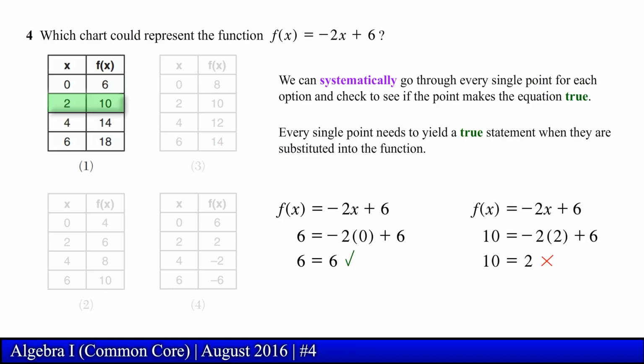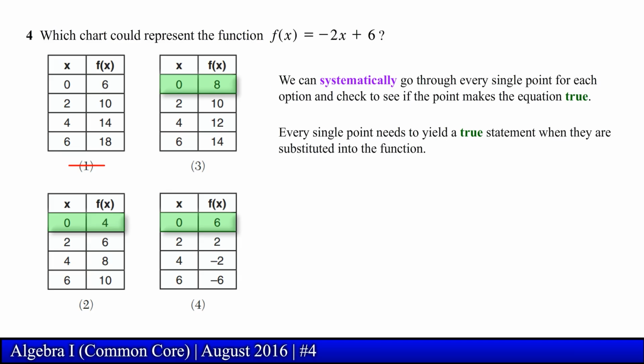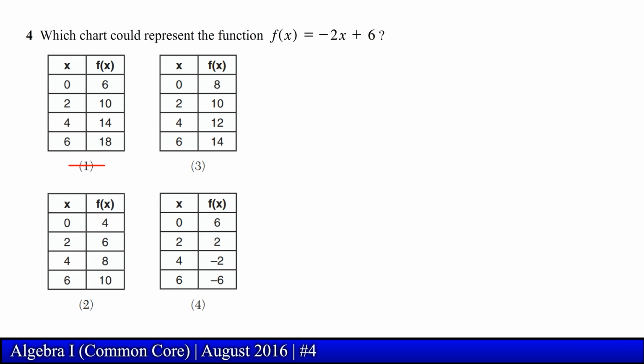The second point yields a false statement. The false statement automatically makes the chart from option 1 incorrect. Remember, we need every single point on the chart to yield true statements when substituted into the function. As soon as one point yields a false statement, the rest of the points on the chart are automatically eliminated. Now, we can go ahead and potentially test 3 more points, one from each remaining chart if we are lucky, or do it 12 more times if luck is not on our side. We need to figure out a way to determine the answer more efficiently.